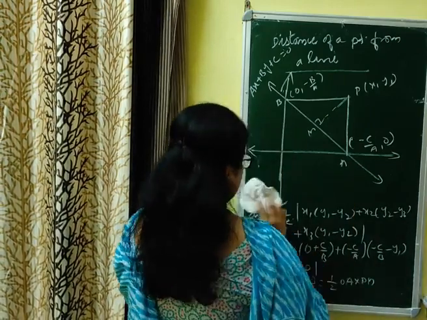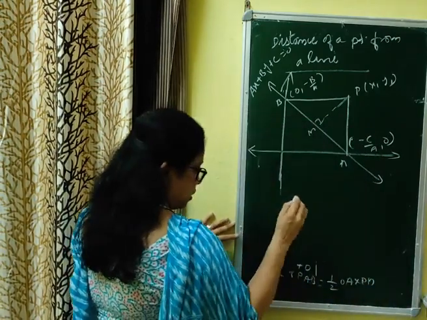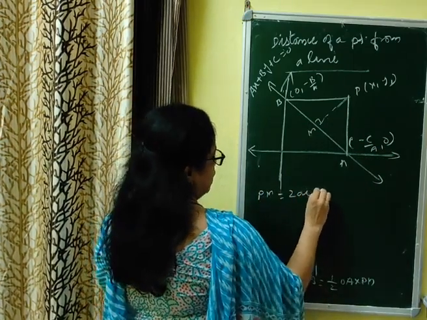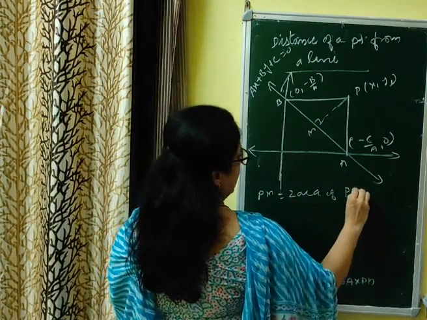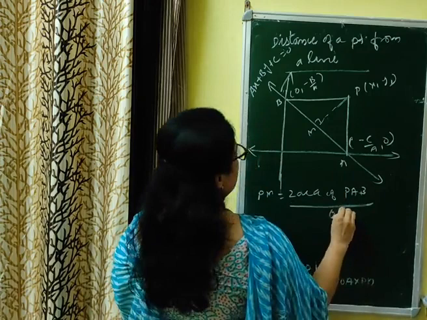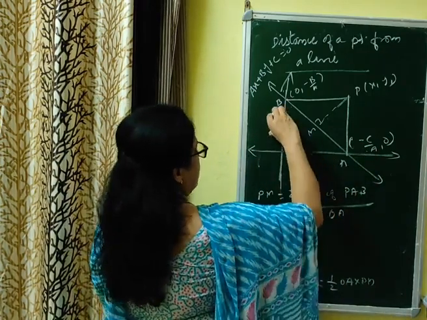That means we have to find PM. PM is equal to twice the area of triangle PAB upon OA. Where is OA? This one. OA is minus c by a. Length minus c by a, minus b by a.